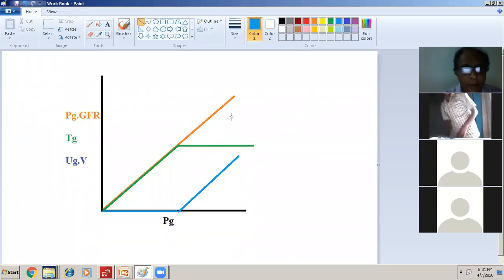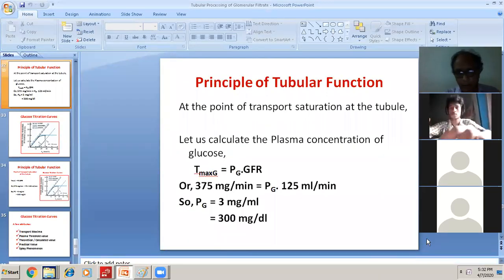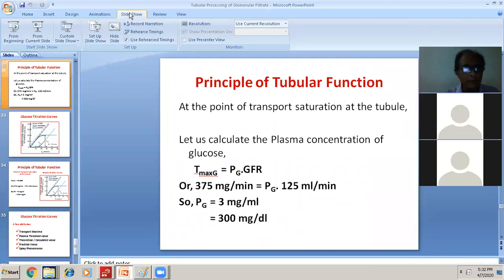So this reddish curve expresses the PG×GFR with respect to PG. The green curve represents the TG, transport of glucose, with respect to increasing plasma glucose. And the blue curve exhibits the urinary excretion of glucose with respect to plasma glucose. These three curves are popularly known as the glucose titration curve.